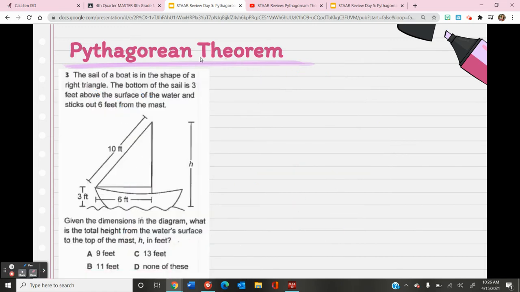It says the sail of a boat is in the shape of a right triangle. The bottom of the sail is 3 feet above the surface of the water and sticks out 6 feet from the mast. Given the dimensions in the diagram, what is the total height from the water surface to the top of the mast? So here it tells you that the beginning of the sail is 3 feet above the water. Now we want to know what the total height is from the water to the top of the mast. So we know this piece of 3, and we just need to find this height of the sail alone.